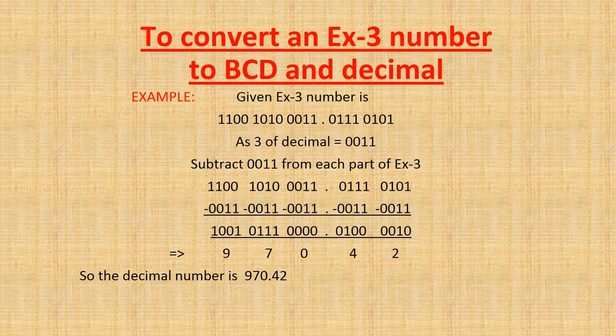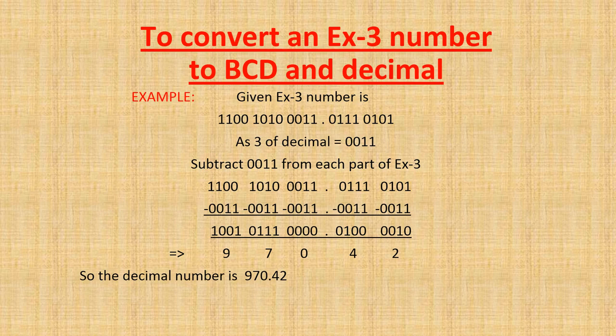Now we will learn the reverse action of XS3, meaning the example given is an XS3 number and we have to convert it into binary or decimal. Remember, the binary equivalent of 3 is 0011. In the given number, there are a total of 5 groups with a decimal point. We will subtract 0011 from each group.